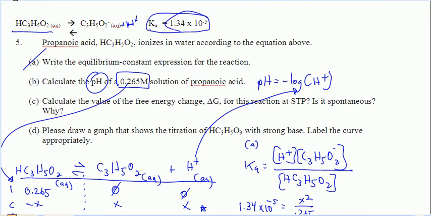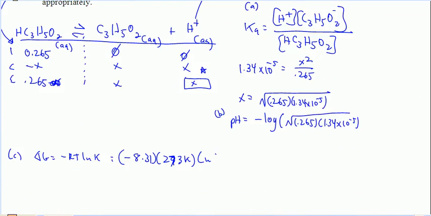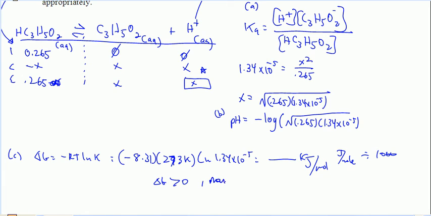There it is. So we're going to take that, 1.34 times 10 to the negative fifth. Again, the answer should be in kilojoules per mole. It might be in joules per mole. If it's in joules per mole, just divide it by 1,000. It should be positive, so delta G should be greater than 0. It should be non-spontaneous.